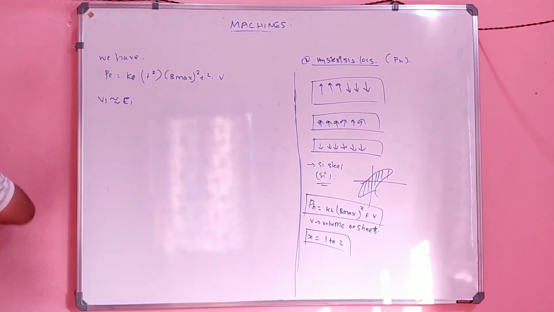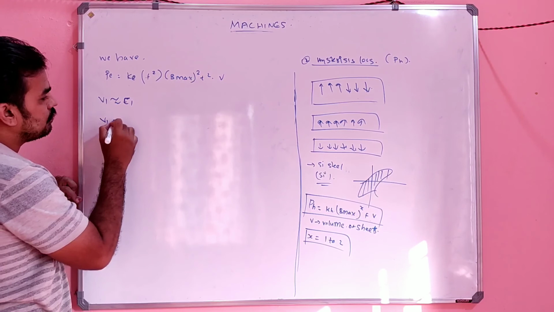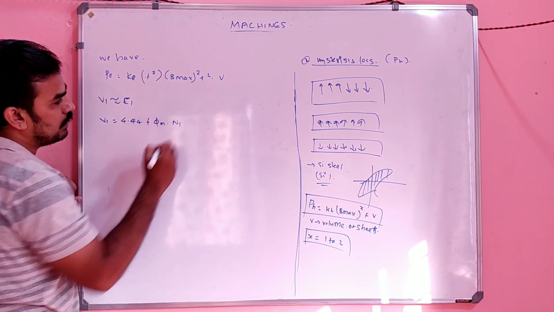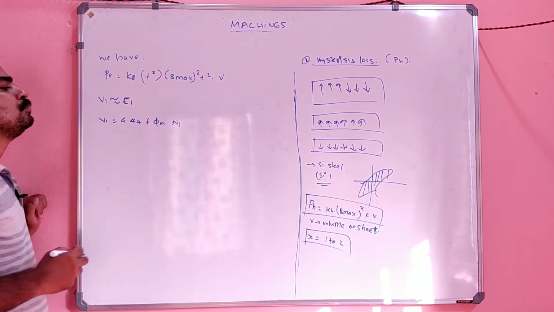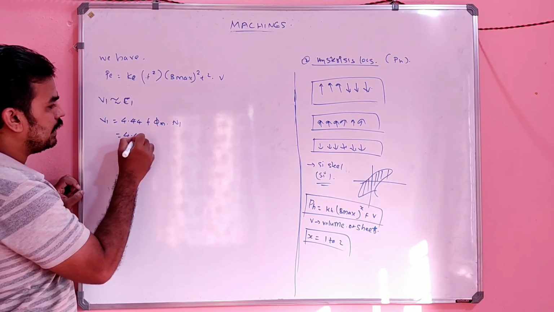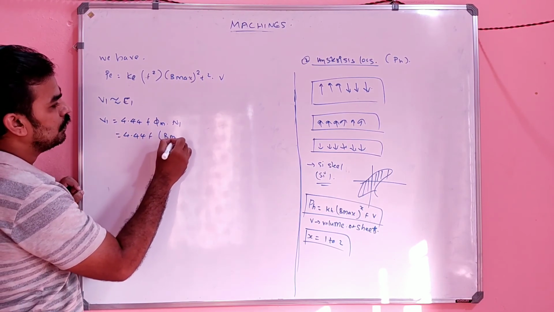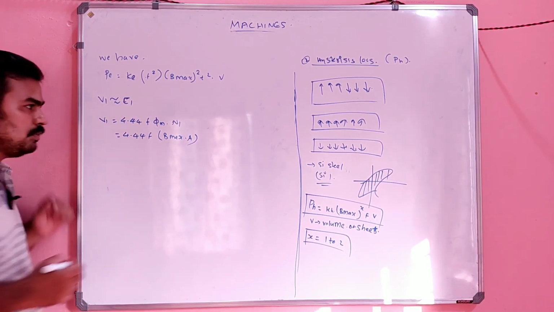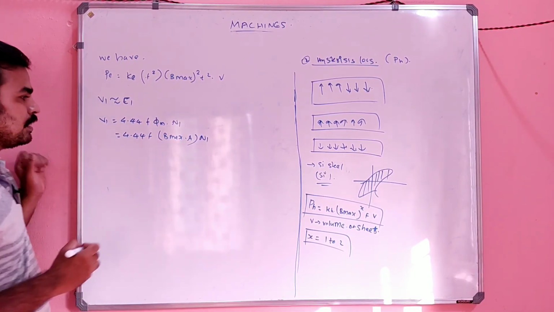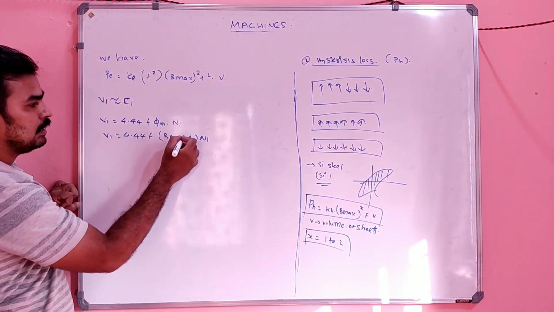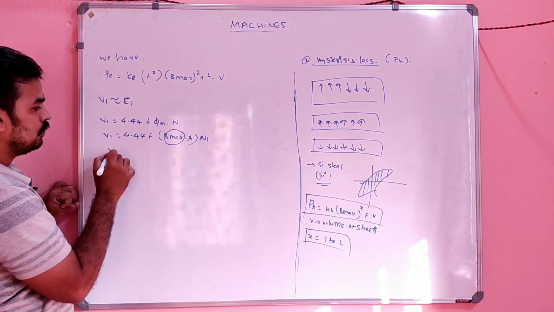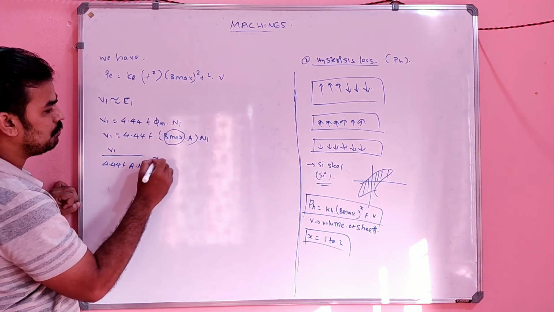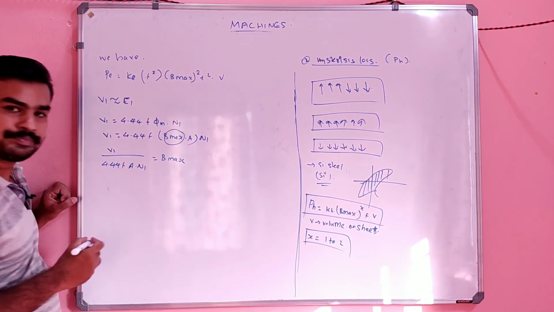What is the equation for V1? It is 4.44 into f into phi m into N1. I can write this as 4.44 into f into B max into A into N1, because B is equal to phi by A. So B max can be written as V1 divided by 4.44 into f into A into N1.